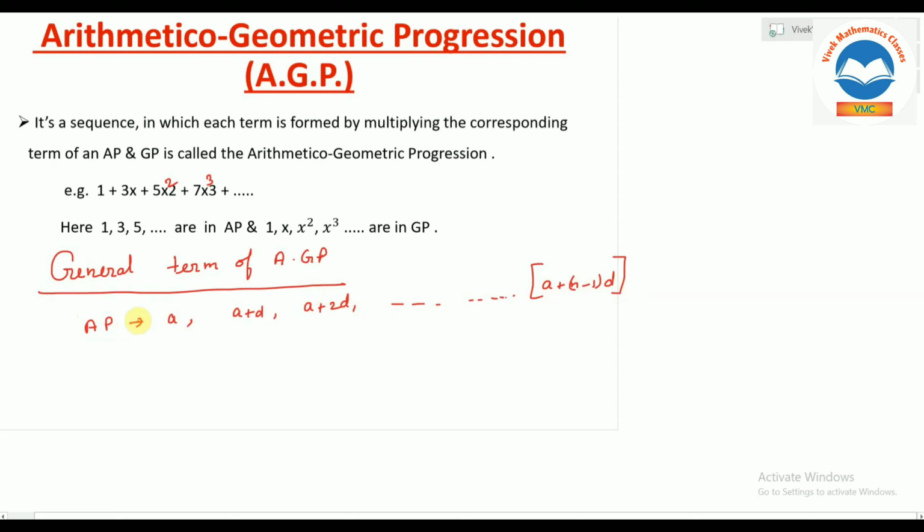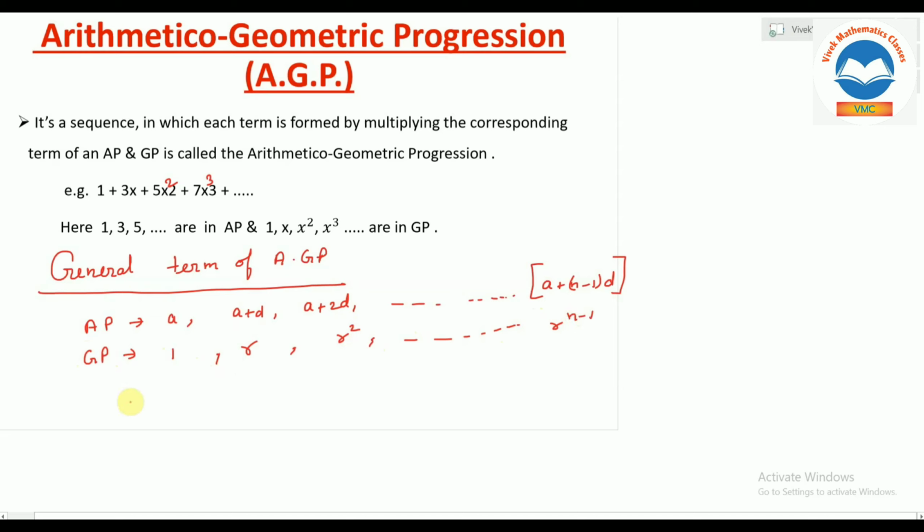Same like this, I will consider a GP also. What will be our GP? For this GP, I will take the first term as 1 and common ratio R. So 1, R, R square, R cube and so on. What will be the last term? A into R to the power n minus 1. The value of A is 1, so it is R to the power n minus 1.